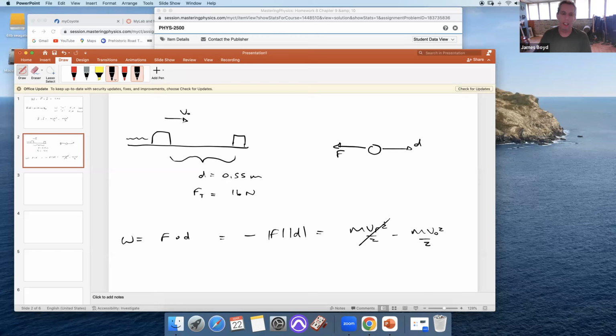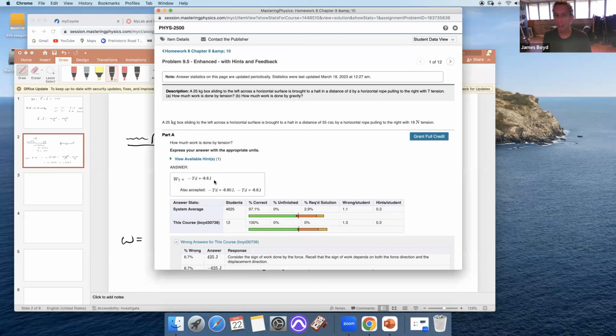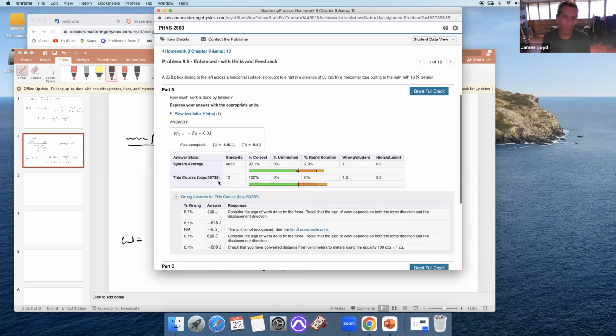That work is simply 16 times 0.55 with a negative sign on it in joules. 16 times 0.55 is 8.8 joules of energy. The negative sign implies that it lost 8.8 joules of kinetic energy as it came to rest. So negative 8.8 joules is how much work was done by that tension force of the rope.